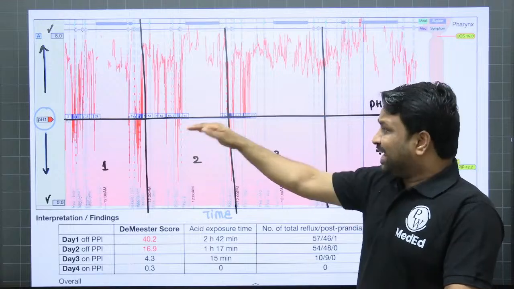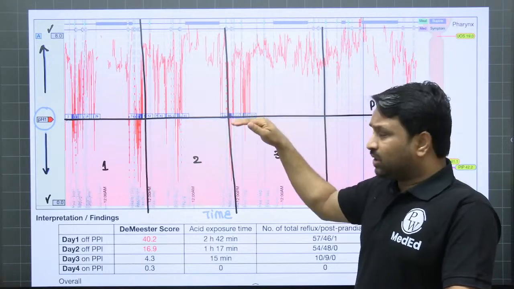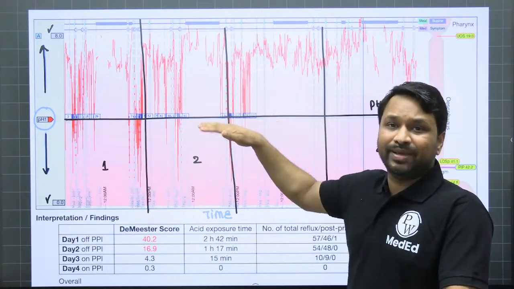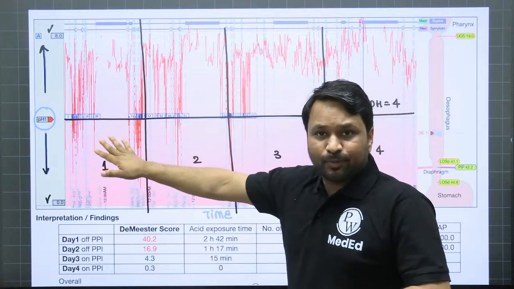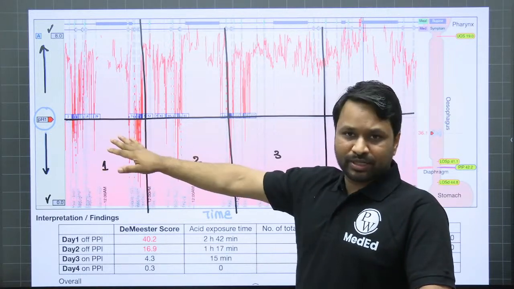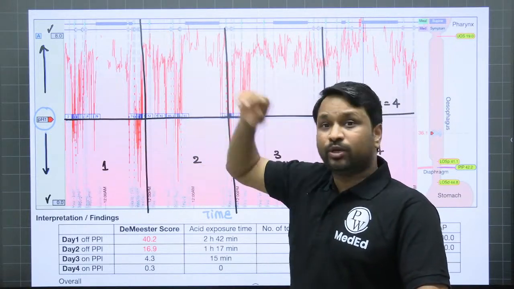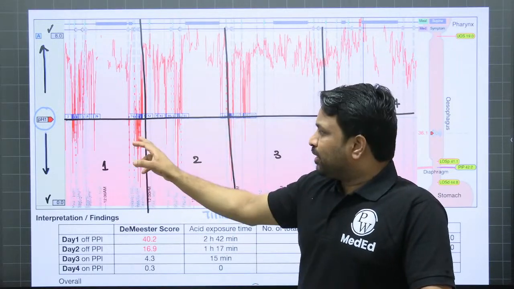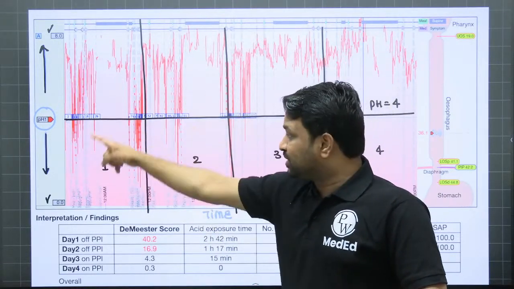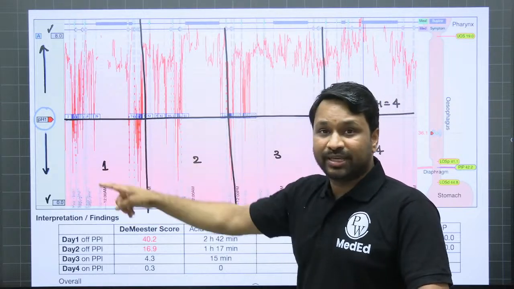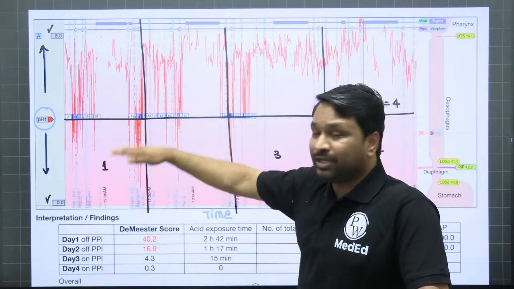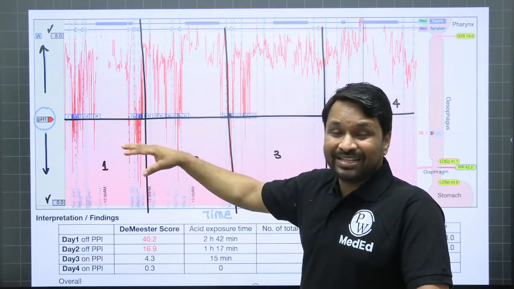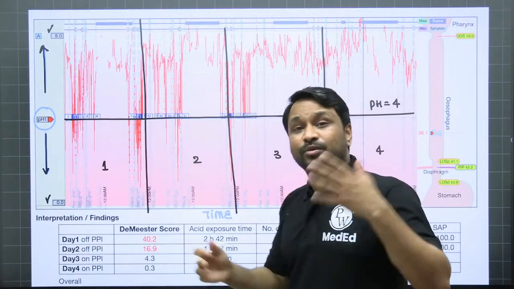We know that this line, which is present here at a pH of 4, is the access line, or I can say the baseline. PPI, that is proton pump inhibitors, are not given. The patient was symptomatic. In order to perform this test, I have to stop PPI 2 weeks before and do a 24-hour pH. If the patient is having GERD, this is the picture you will see. Many times you will see the red line crossing the pH of 4. That indicates the patient is having multiple refluxes, and that is what we call the DeMeester score.